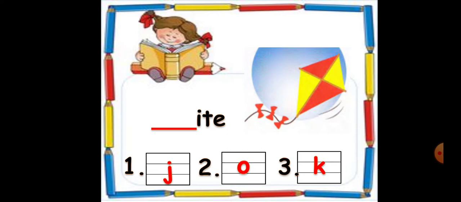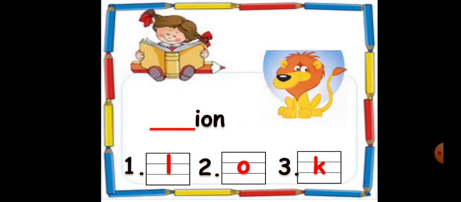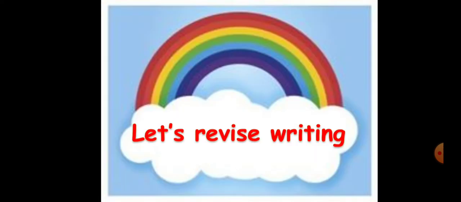Okay, here we have a picture of a kite. So the missing letter is, yes, number three, ka, and the word is kite. Excellent. And here the last one for today is, yes, a lion, and the missing letter is L, la, lion. Excellent, and well done.